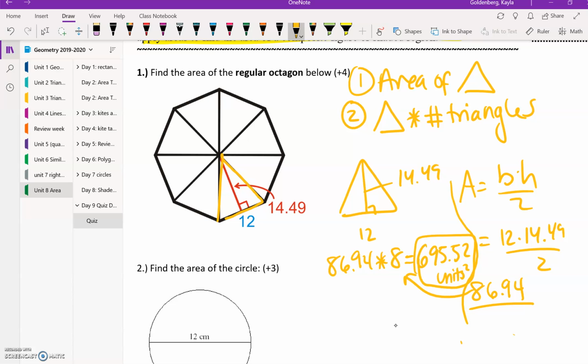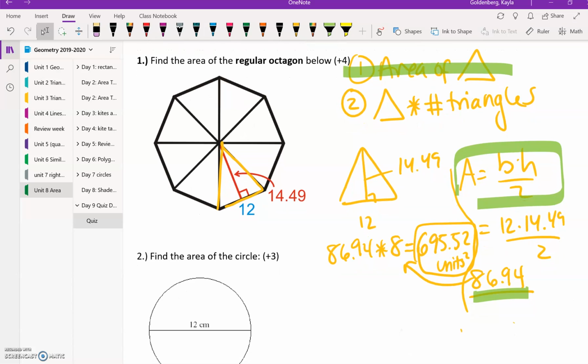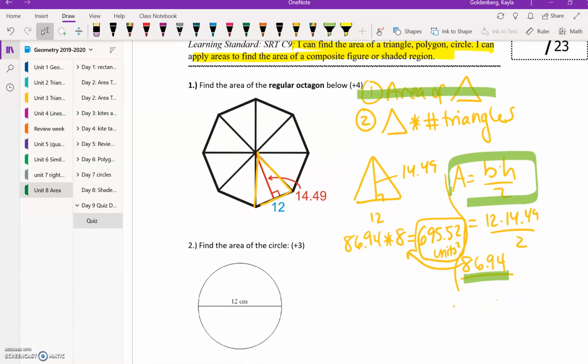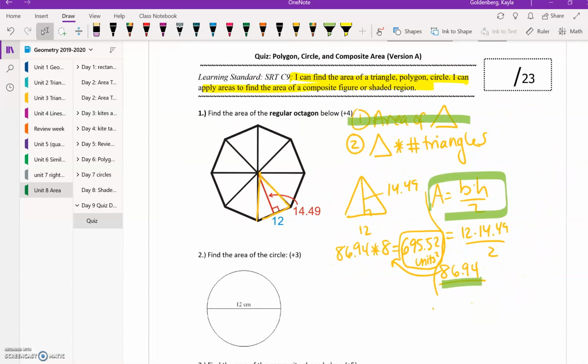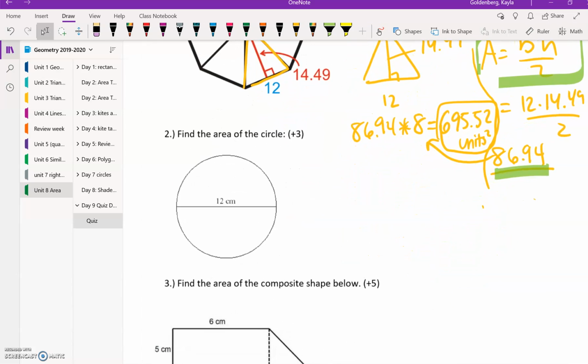Okay, so I did my step 1, finding the area of one triangle, right? And that's kind of this area here using your base times height divided by 2, and then times 8 because there are 8 triangles in my octagon. Okay, so that one should be pretty straightforward after you've done some practice in your homework. Number 2 should also be a pretty straightforward question, just like a quick check-in.